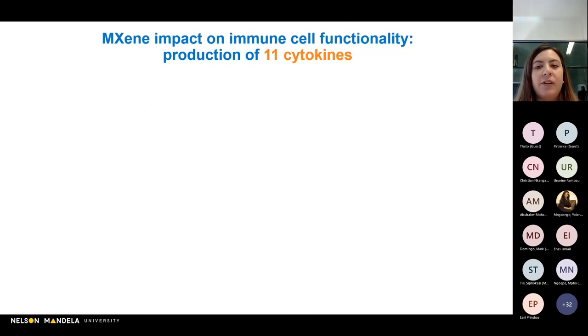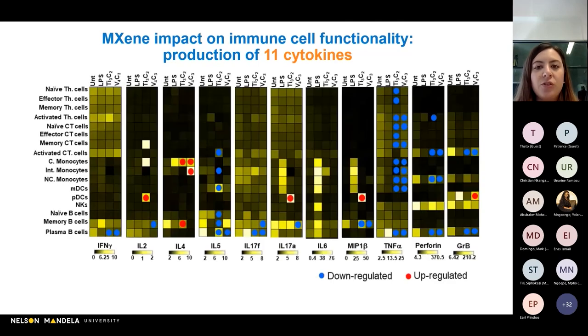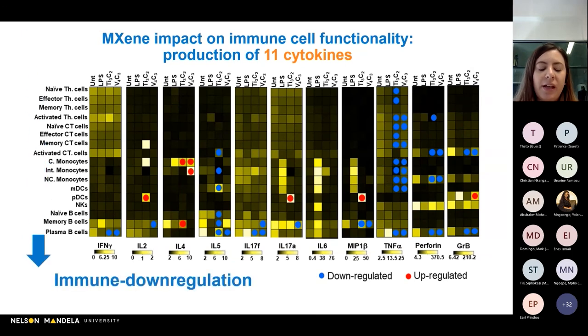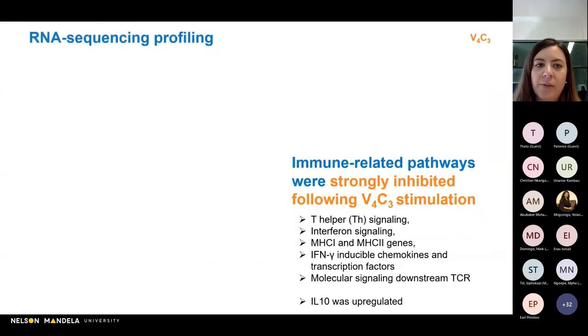After this, we have evaluated the production of 11 cytokines, reporting an immune downregulation for all the pro-inflammatory cytokines evaluated in the samples treated with vanadium carbide.